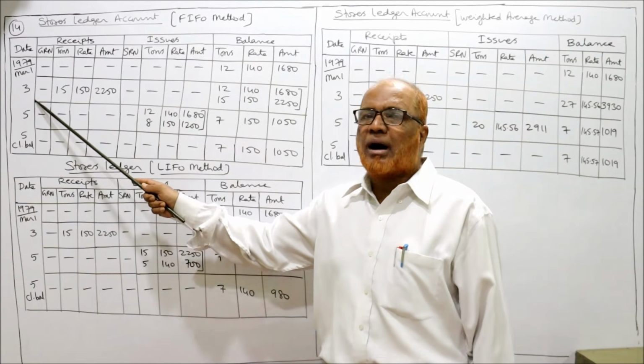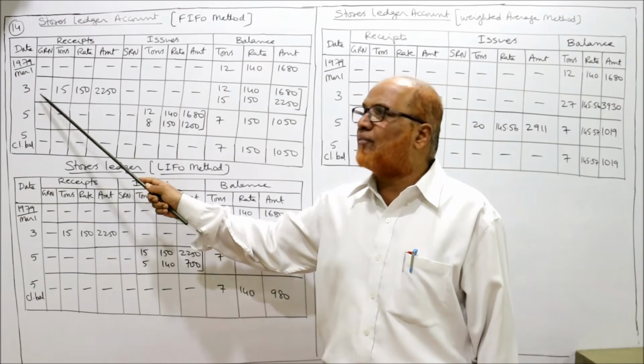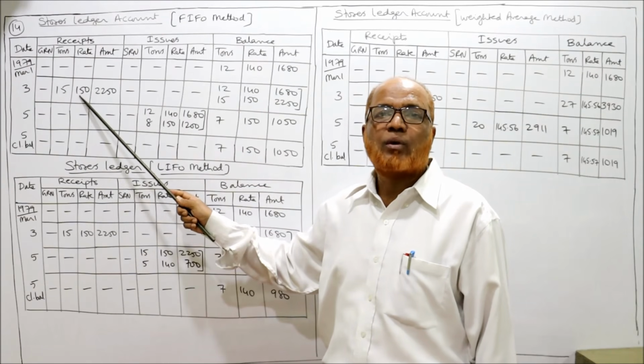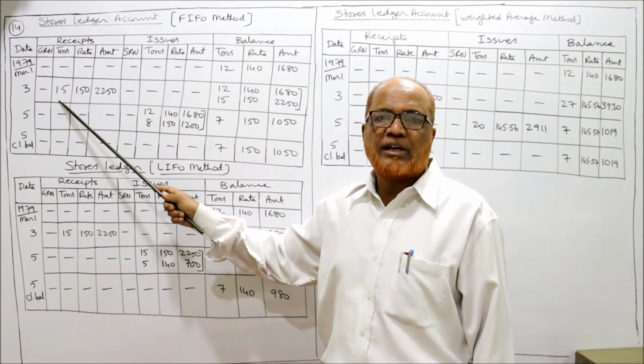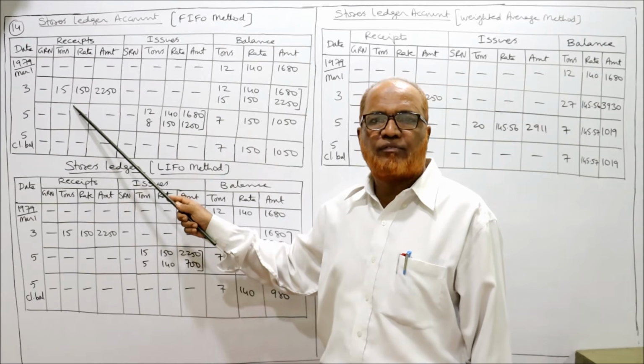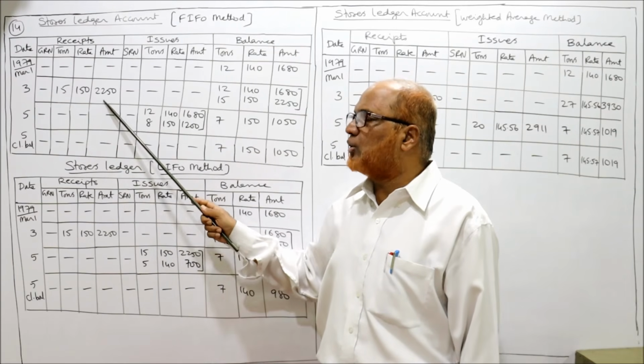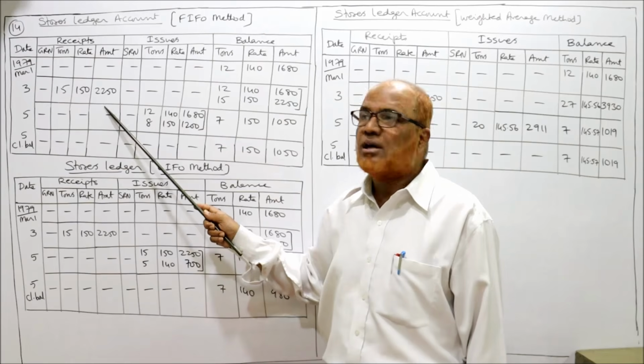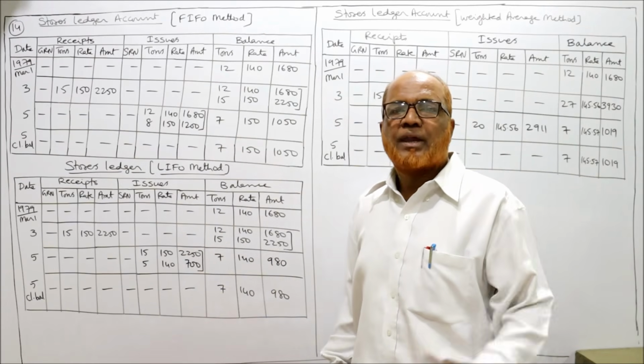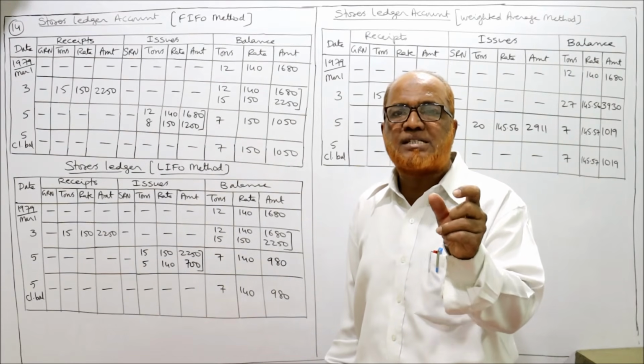Now on 3rd March, there is a receipt of 15 tons at the rate of 150 per ton. 15 tons are purchased at the rate of 150 per ton. So 15 into 150, 2250, this is the material purchase. When FIFO method we are following, every lot should be kept separate.